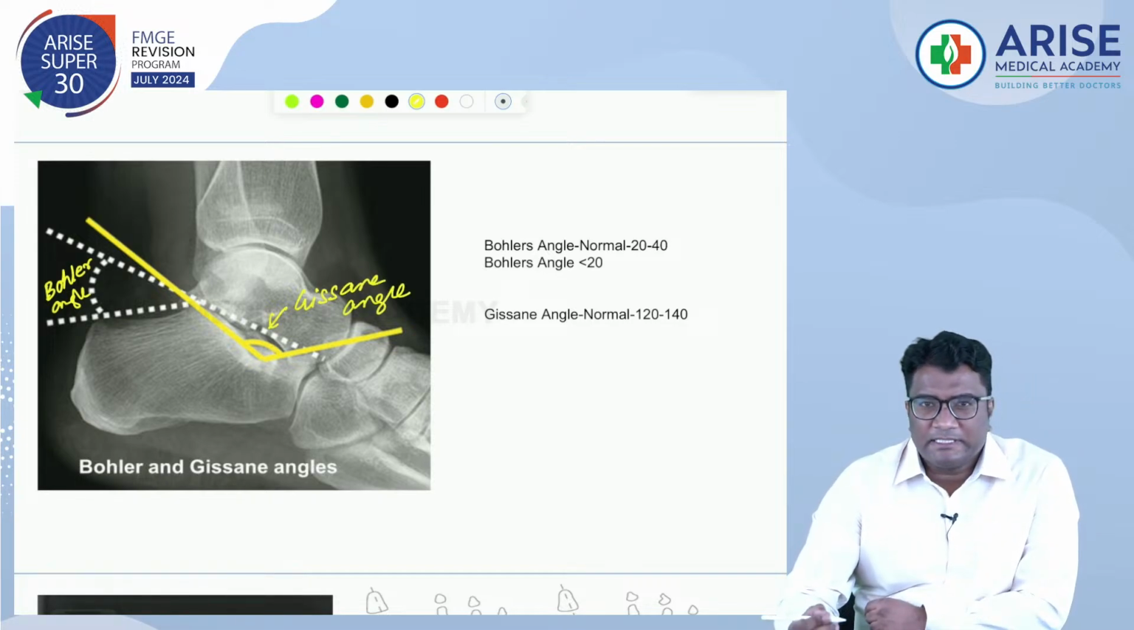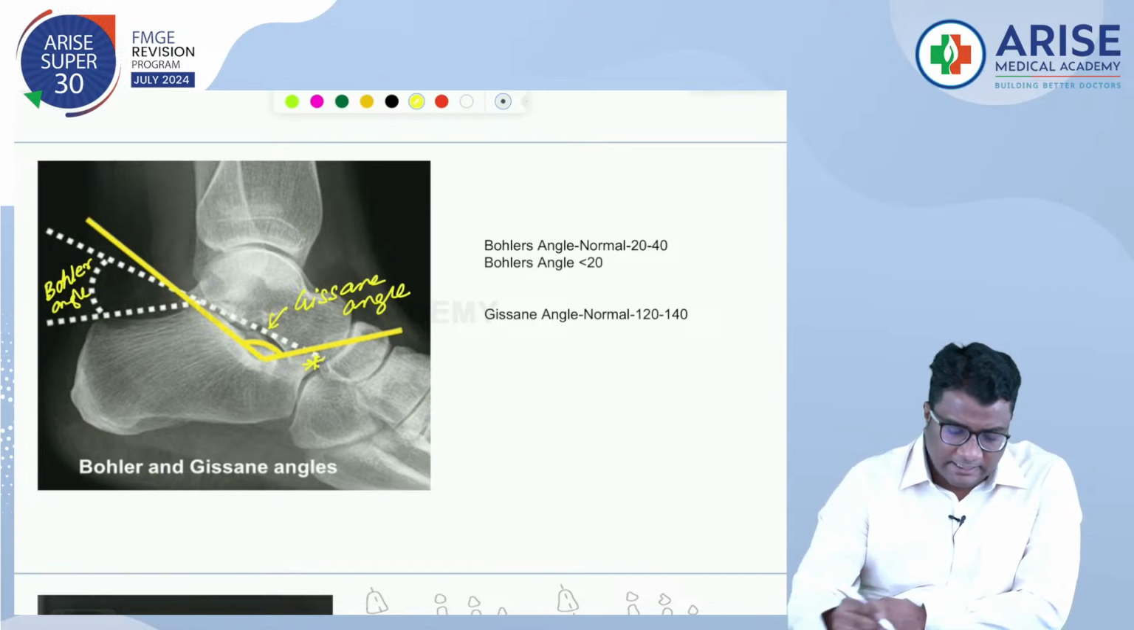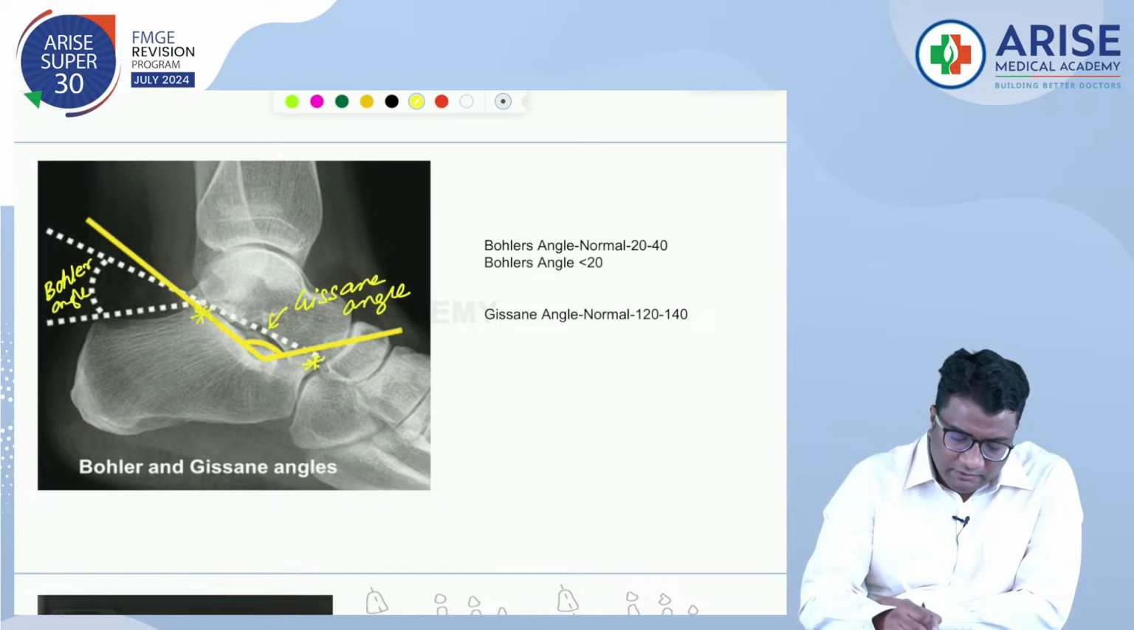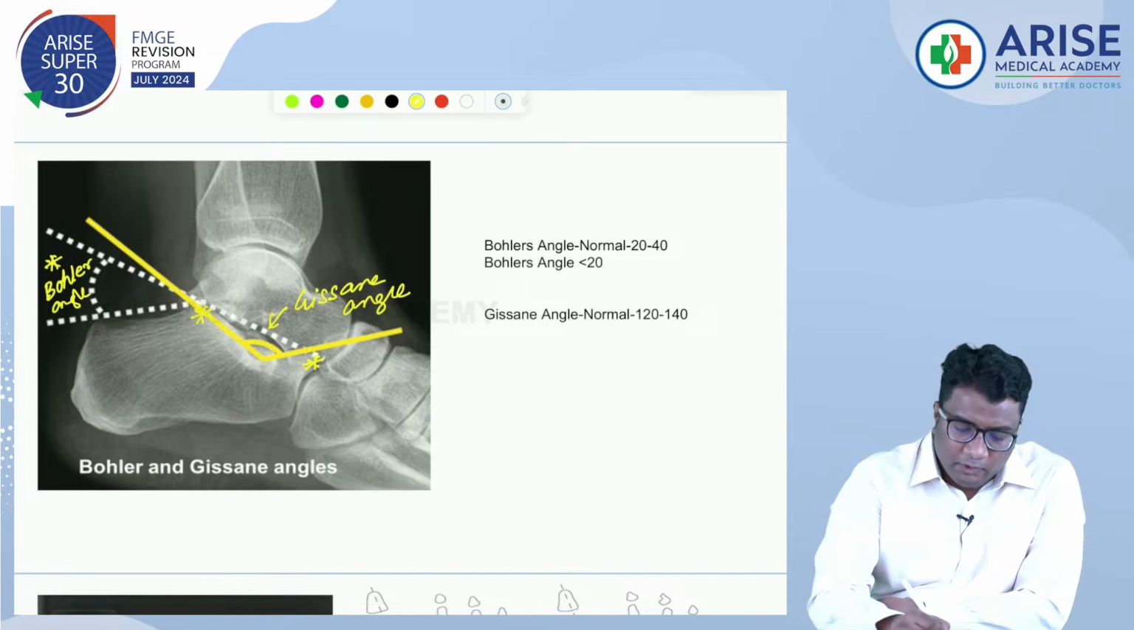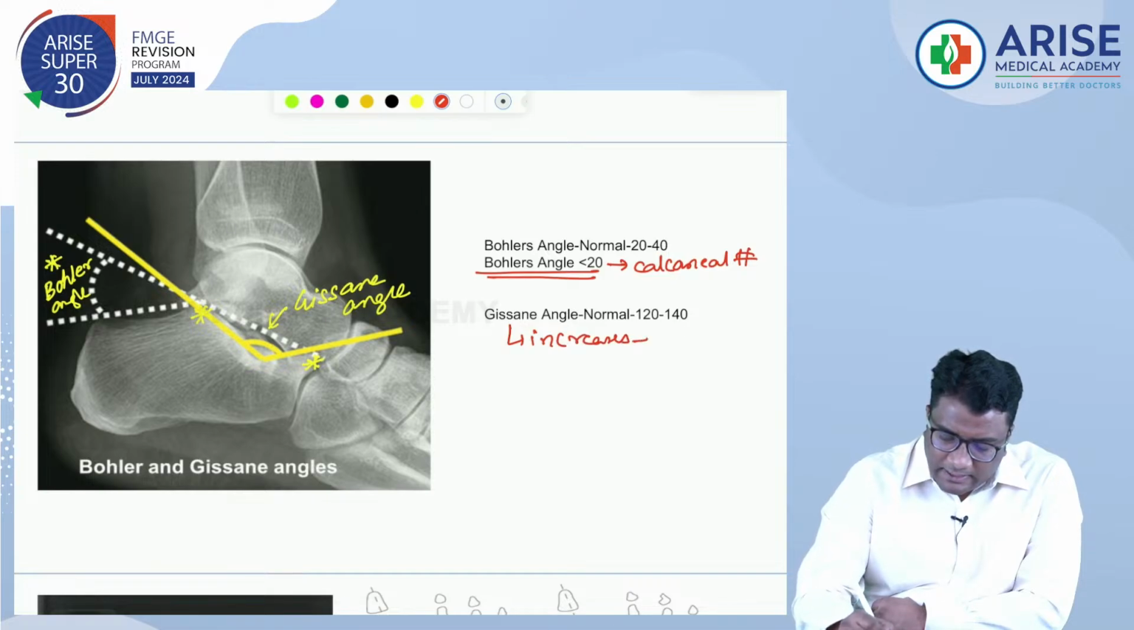So Böhler's angle is from when the anterior articular facet of the calcaneum and the posterior articular facet of calcaneum, when we draw tangents and when you intersect them, you get an angle that is called Böhler's angle. So whenever we have fracture of the calcaneus, the Böhler's angle reduces and the Gissane angle increases. Böhler's angle reduces to less than 20 degrees in calcaneal fracture, and Gissane angle increases in calcaneal fracture.